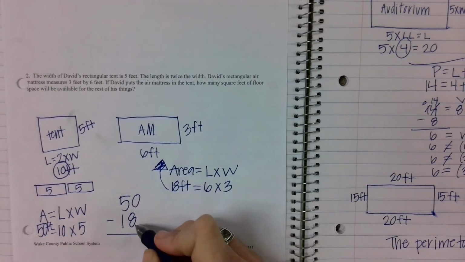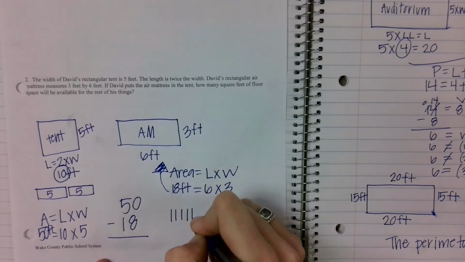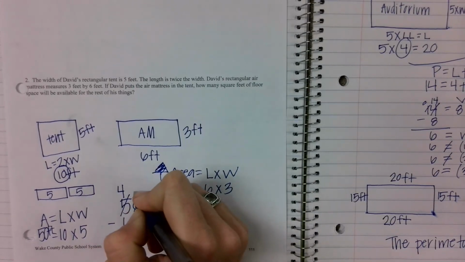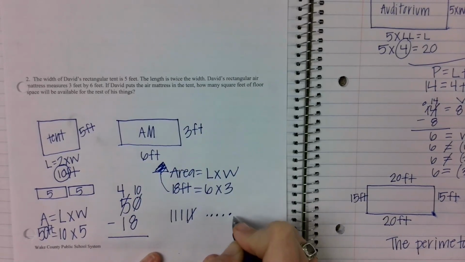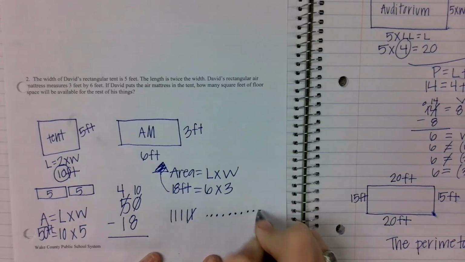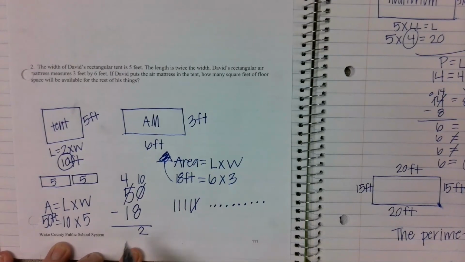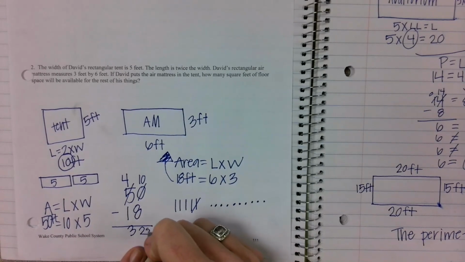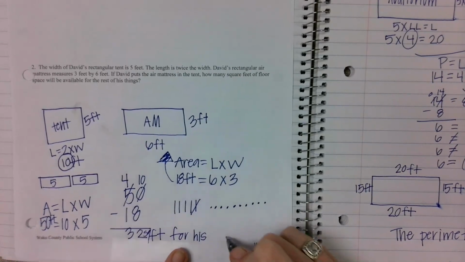So I see that I cannot take 8 from 0. So let's see, 1, 2, 3, 4, 5. So I'm going to make this 5 become a 4, and this becomes 10 ones. 1, 2, 3, 4, 5, 6, 7, 8, 9, 10. 8 from 10 is 2, and 1 from 4 is 3. So 32 feet, well, I guess I should say square feet, for his things.